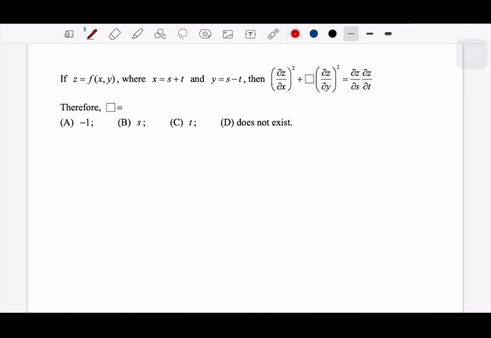Okay, next question. We have z as a function of two variables x, y, and we have x is s plus t and y is s minus t. And we have these relations, and the question is asking what is the scalar, or what are the symbols for the one that is asking here, the square one. To answer this question, we need to at least understand the connections in the chain rule for multivariable functions. You can pause the video and try by yourself, and we can compare the results by the end of the video.